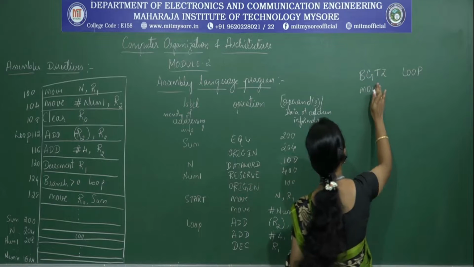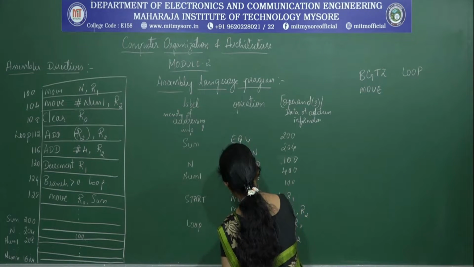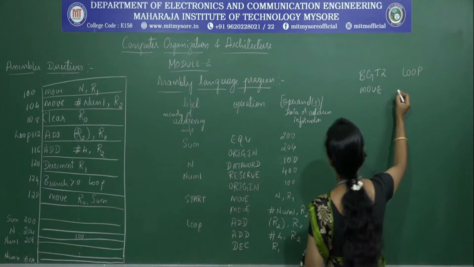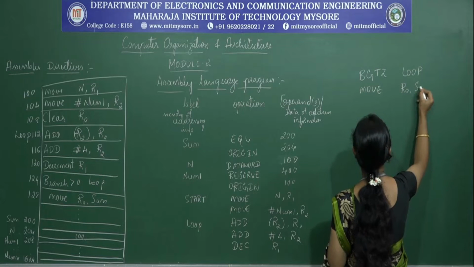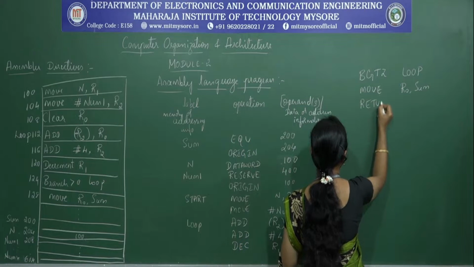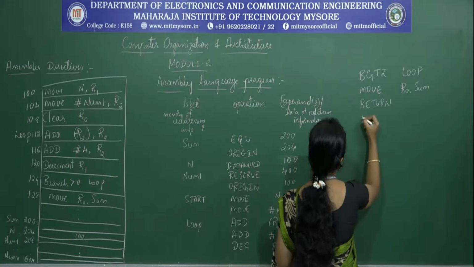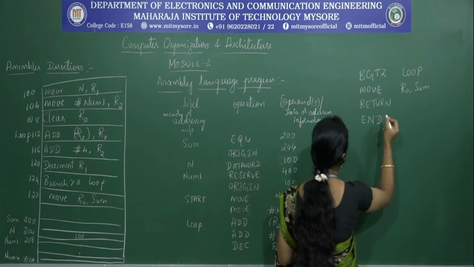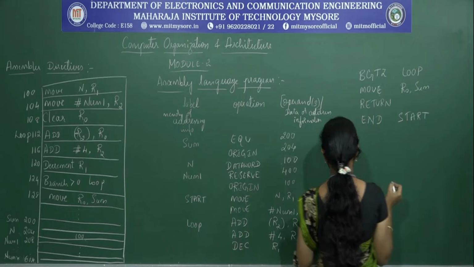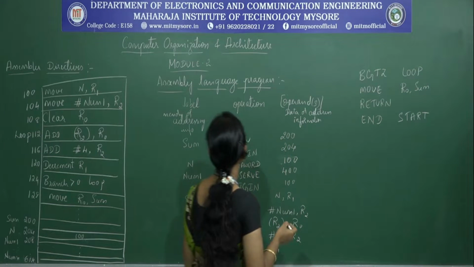Next you will be having MOVE R0 comma SUM, usually all these are capital letters, then you will be having RETURN. Next you will be having END START. And in this code you can observe.